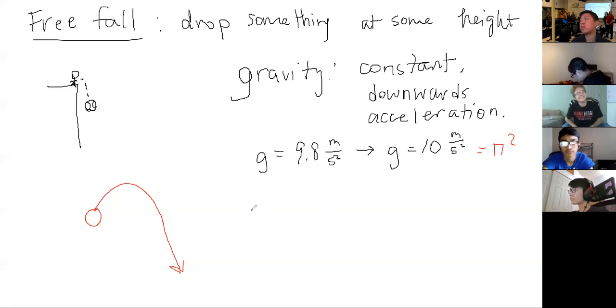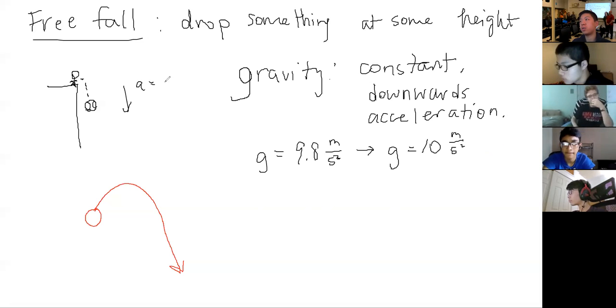So yeah, and then you can use the same equations that we use for horizontal motion, except it's vertical now, right? So there's always an acceleration equal to 9.8 or 10 meters per second squared. Okay, so I guess I can give you guys a quick problem.